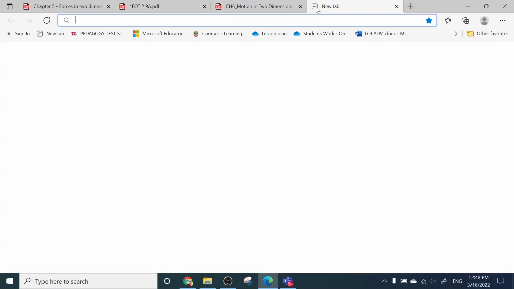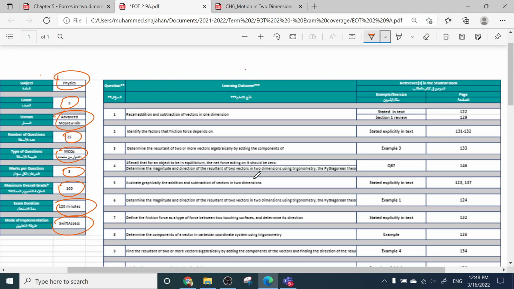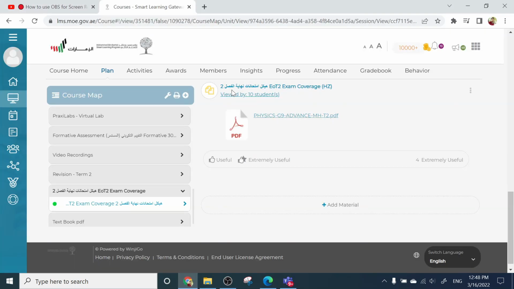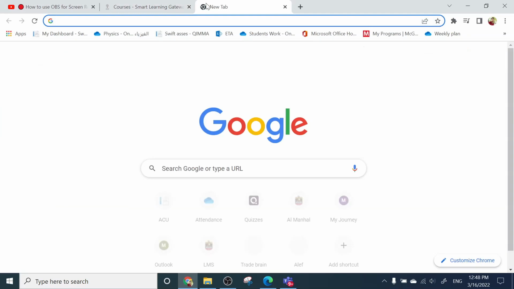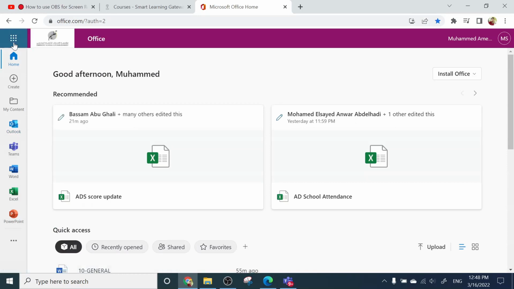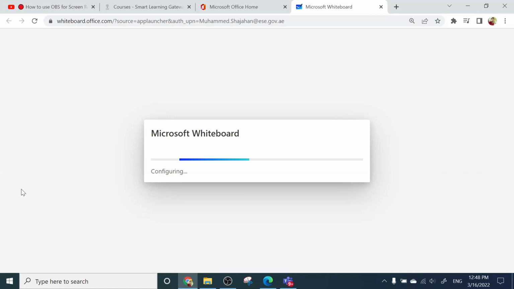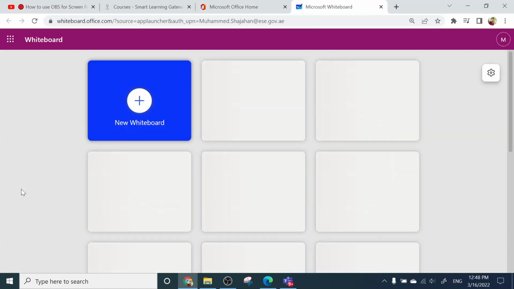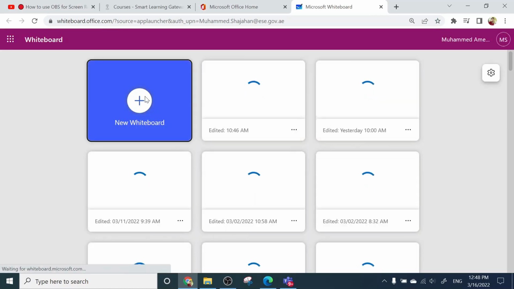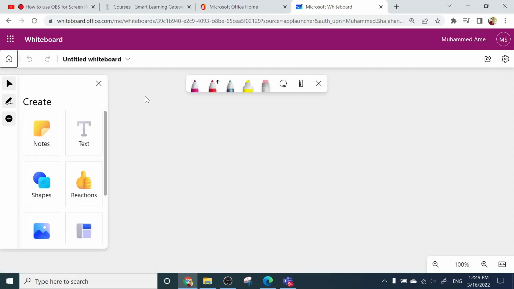If two vectors are in one dimension, how to add or subtract these two vectors, that first we will discuss, and we will go to the section review on page number 129 after discussing how to add vectors in one dimension. So now we will use this Microsoft Whiteboard to discuss how to add vectors in one dimension.